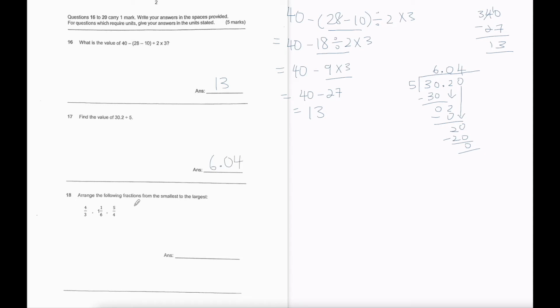Next one, arrange from smallest to largest. Some of them are in improper fractions and some of them are in mixed numbers. So what I would like to do is to make all of them into improper fractions. I'm going to do it here. So 1 and 1 over 6 is 7 over 6. The common denominator will be 12, because all of them can be over 12. When the denominators are the same, that's when we can start comparing. If not, we cannot compare.